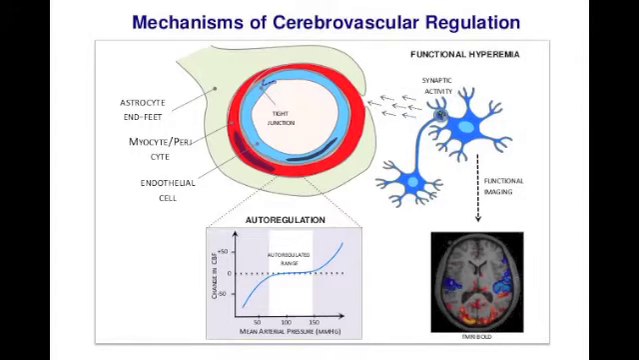Already high during rest, oxygen and glucose demands increase even further in active brain regions. These constantly occurring spatial fluctuations in energy demand require a similarly flexible adjustment of the cerebral blood flow. This process is called functional hyperemia, or neurovascular coupling, and is regulated by the GVU. Astrocytes, glial cells in the brain and spinal cord, are ideally positioned within the GVU to mediate functional hyperemia.